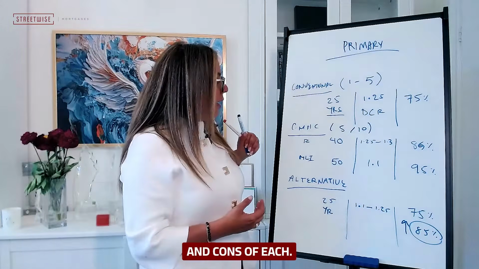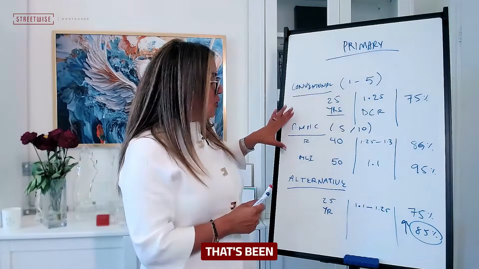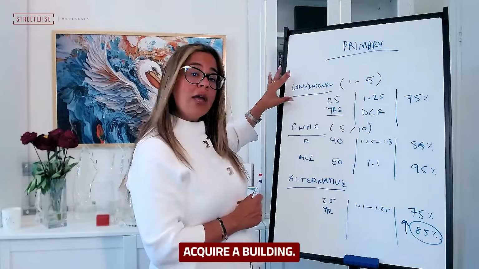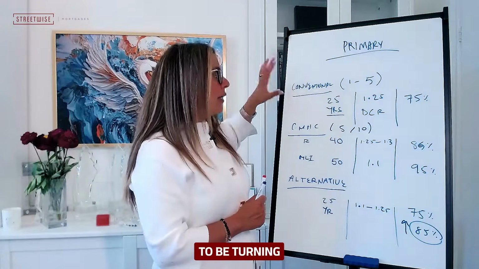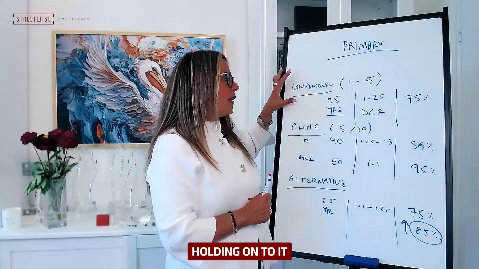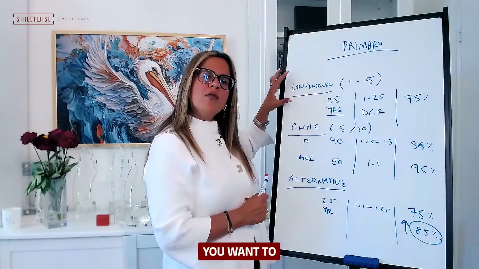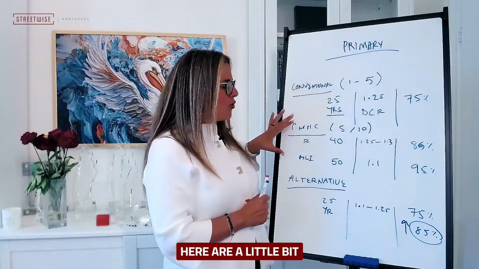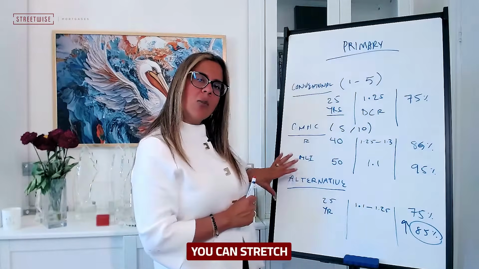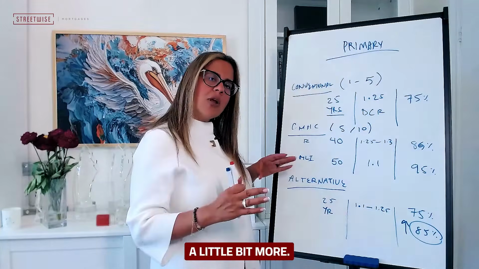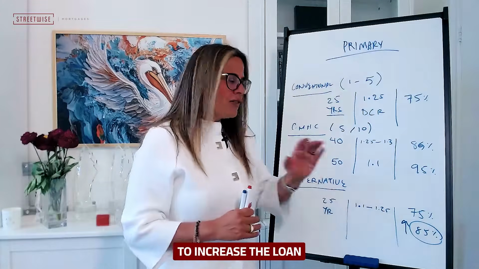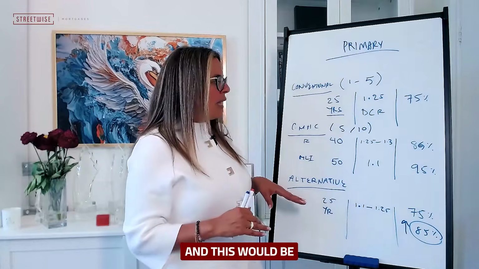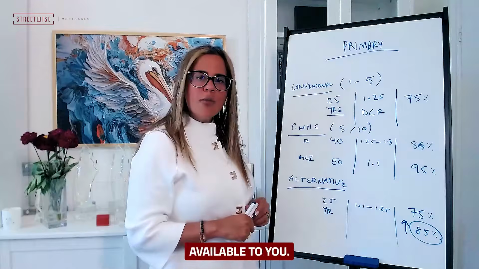So these are the three strategies available to you under primary financing. There are pros and cons of each. This works well for a building that's been stabilized. You can go here if you want to acquire a building and you're going to be turning tenants and holding on to it for quite some time before you want to lock into a longer term loan. And these guys here are a little bit more creative. You can stretch the loan amount a little bit more. You can get to increase the loan to value through creative financing behind their loans, and these would be the long term options available to you.